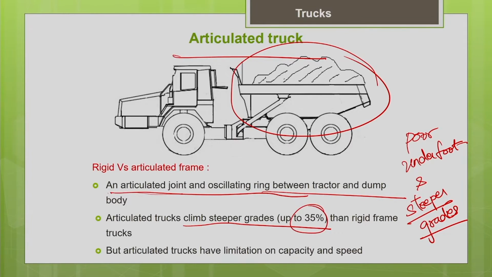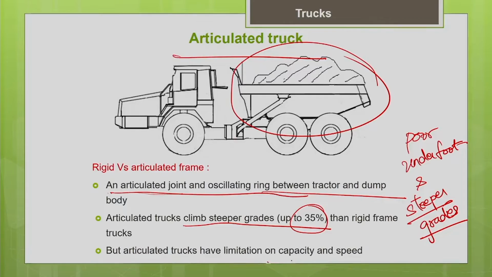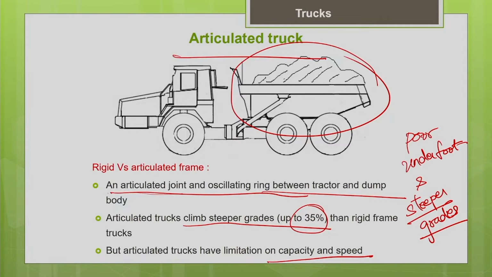But another limitation of this articulated truck is that, since it is designed for poor underfoot conditions, these trucks will have a limitation on capacity and speed. So its capacity as well as the speed will be lesser than the rigid frame truck. So depending upon your requirement, you can go for rigid frame or articulated truck. And also in confined areas, it is easy to work with this machine, which has a better turning ability. So based upon your requirement, you have to make the selection, but obviously articulated trucks are costlier when compared to rigid frame. But you have to justify the cost based upon the application.